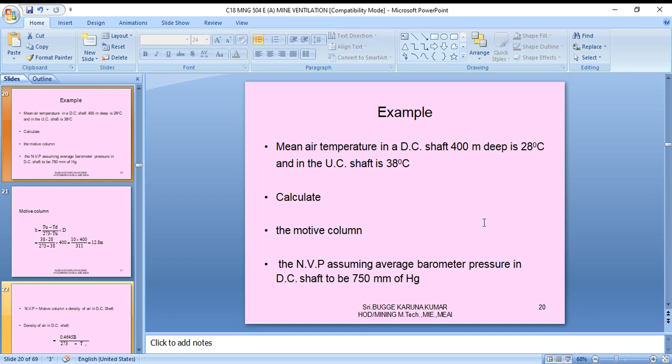We convert into Kelvin by adding 273. For the upcast temperature, 38 degrees. Calculate the motive column. This is the problem. Now for the NVP, assume the average barometric pressure in the downcast shaft to be 750 millimeters of Hg. This is the general barometric pressure, measured in millimeters of mercury, so we take 750 mm. So let us go to the calculation. First, note down this problem.